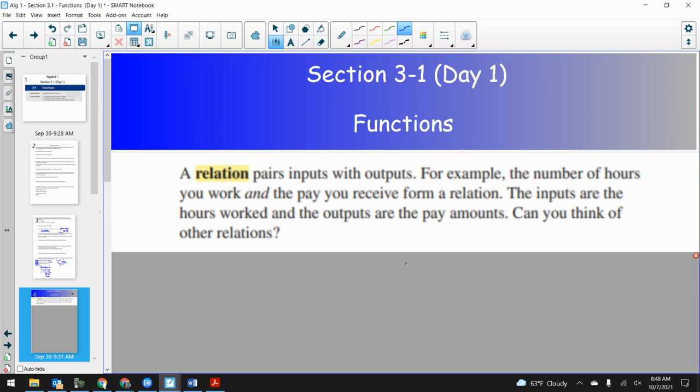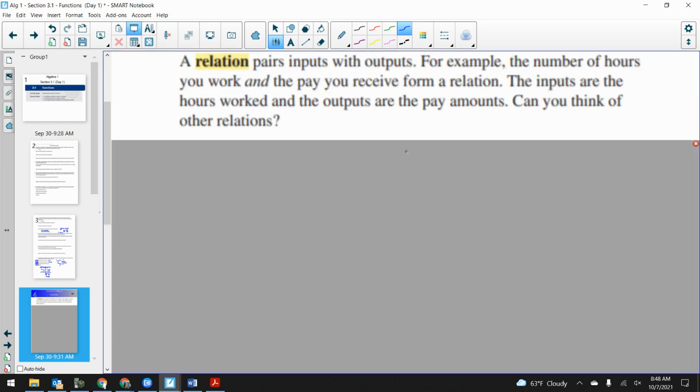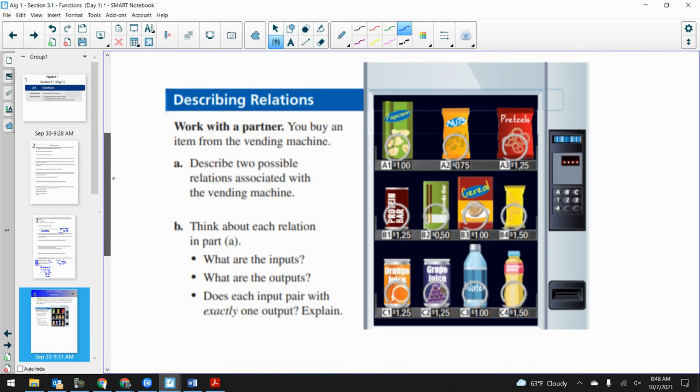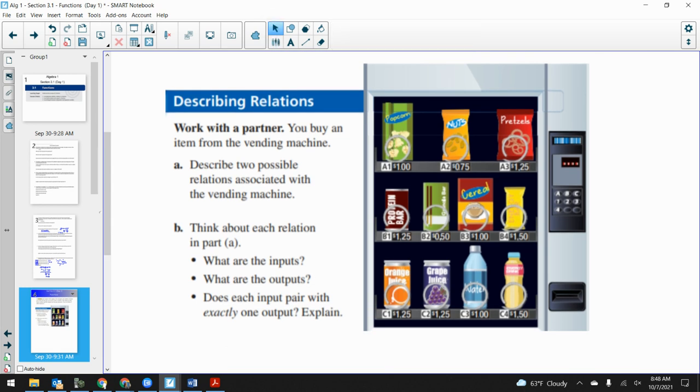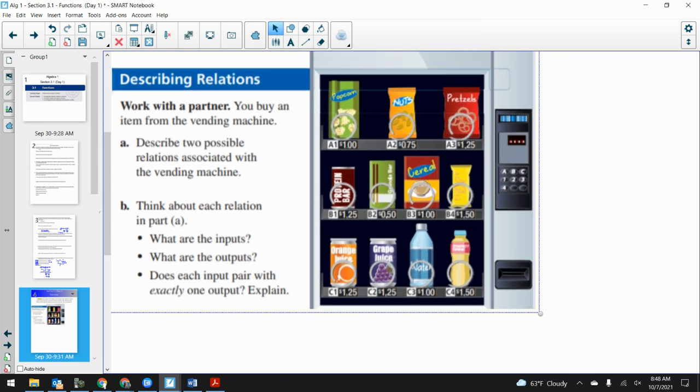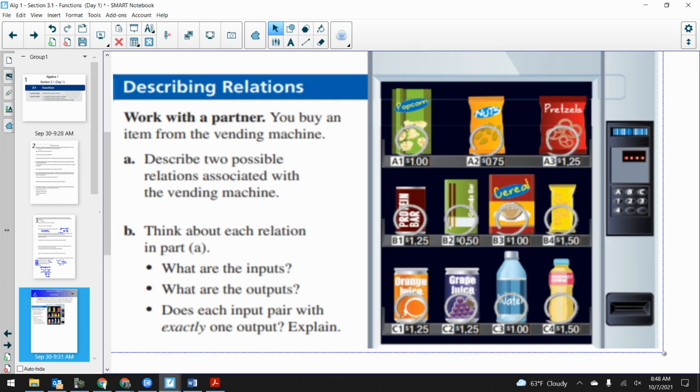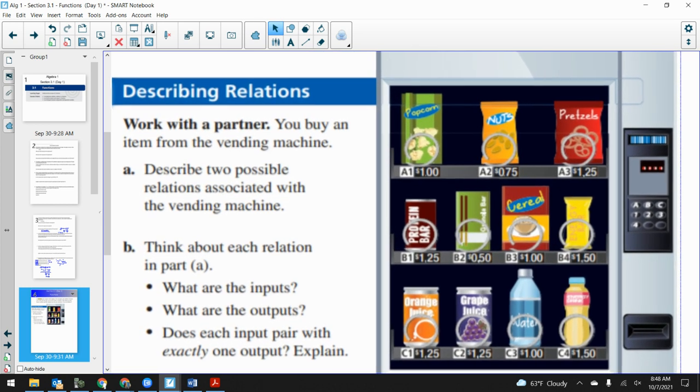Yes. All right. So let's take a look at this. The book gave us this example here. Let me make this a little bit bigger. And I don't know who puts cereal in the vending machine. Just go with it. I think Mr. Spot put it in there. All right. So it says work with a partner, but you don't need to work with a partner. We're just going to talk through this as a class.